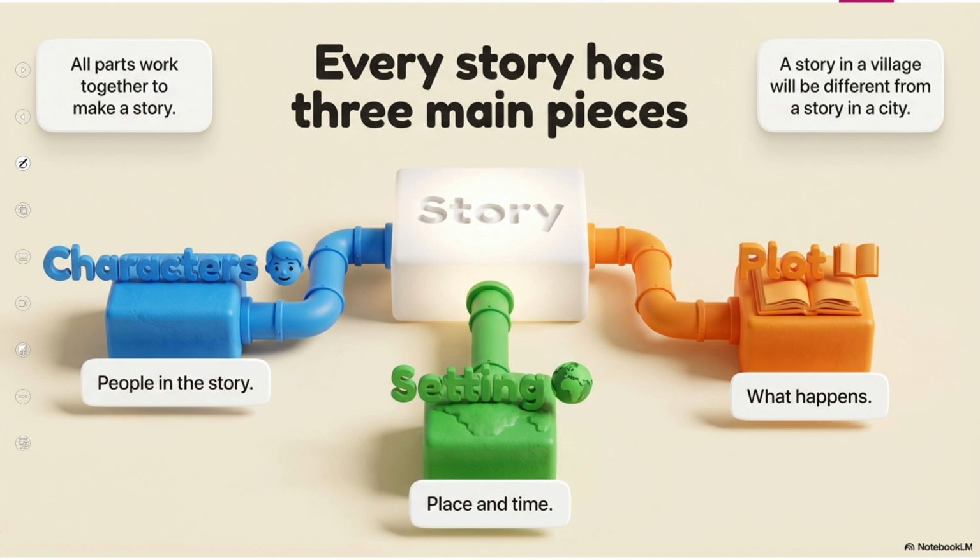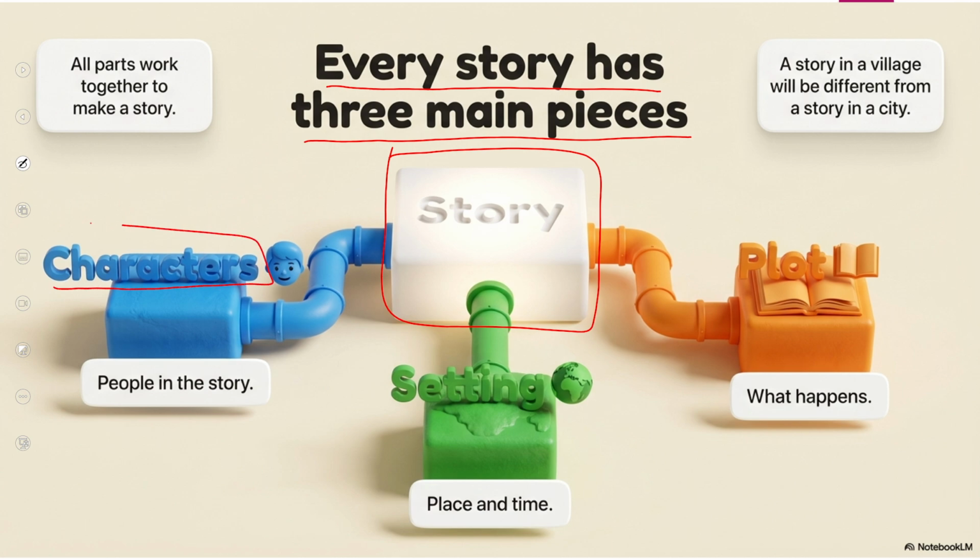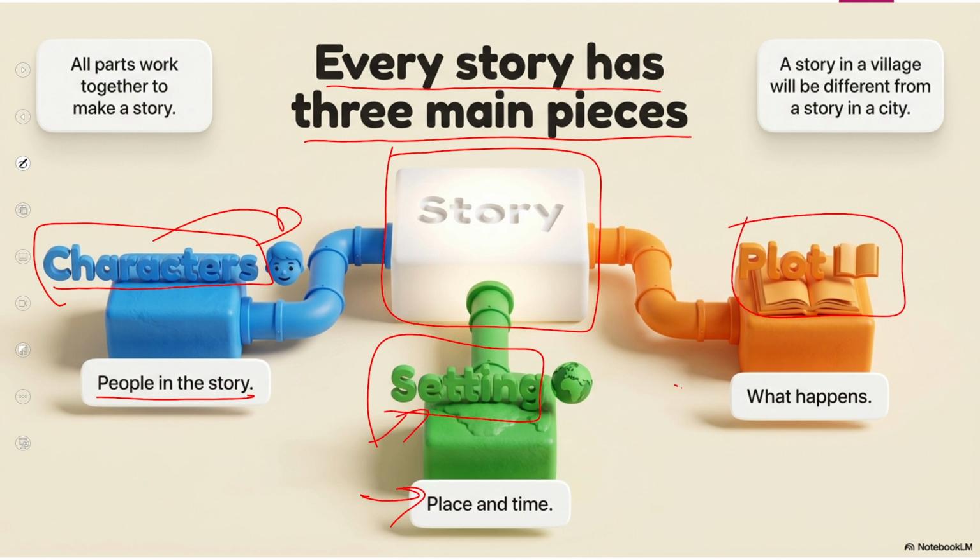Yes, look at this. Every story has three main pieces. If we see this is our story, it can be completed with the help of three factors or three pieces. First one is called characters. Without characters, a story cannot be completed. People in the story are called the characters. And then setting. Setting means place and time. What type of time and what type of places you use for writing the story, that is called your setting. And what is plot? Plot means what happens, all the actions come in the plot.